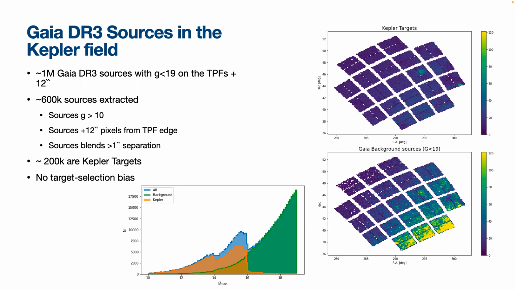And these other two figures show the density of sources around the Kepler field. The top panel is showing the Kepler targets, and the bottom panel is showing the background sources, with a greater density of sources, especially when we go closer to the galactic plane. So this is just again to highlight the volume of how many sources we are extracting.